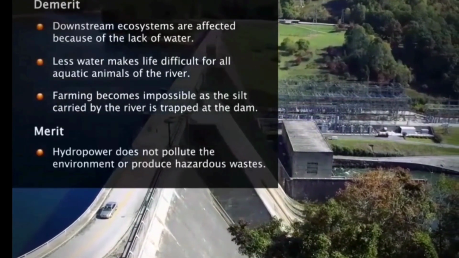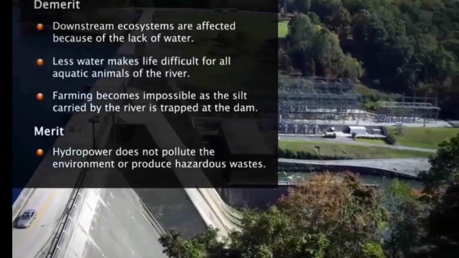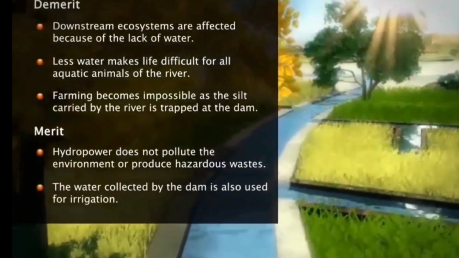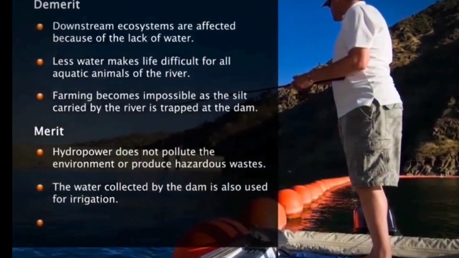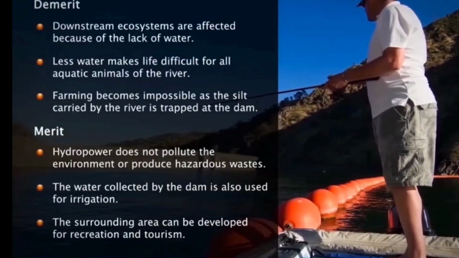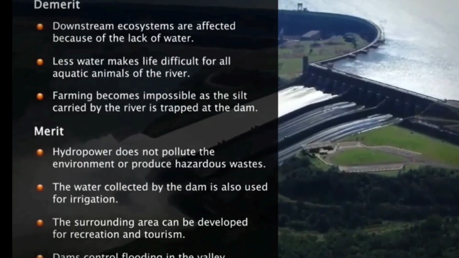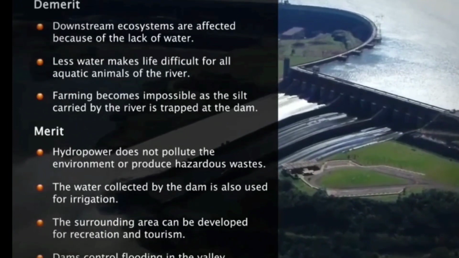However, unlike most sources of energy, hydropower does not pollute the environment at all. It is also an inexhaustible source of energy. The dam stores water, which is also used for irrigation. This is an additional gain from the dam. The dam area can also be used for recreation and tourism, as well as fish farming. In case of heavy rainfall, the dams act as a barrier to flood waters. This protects the people living in the river valley.